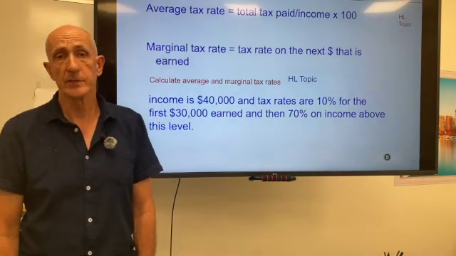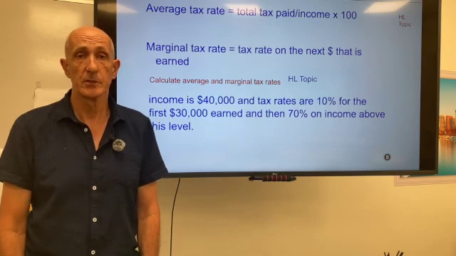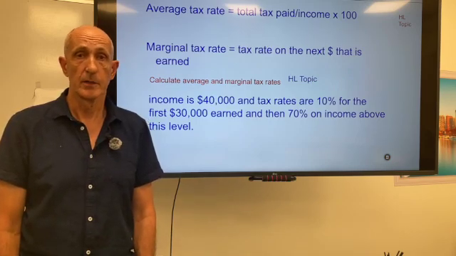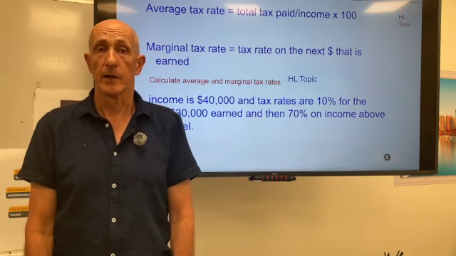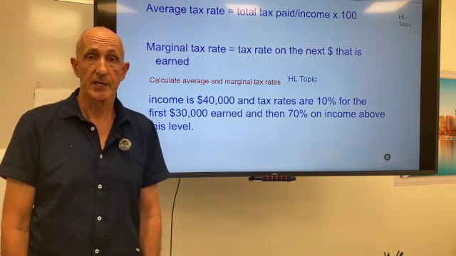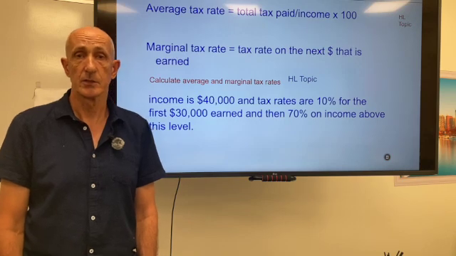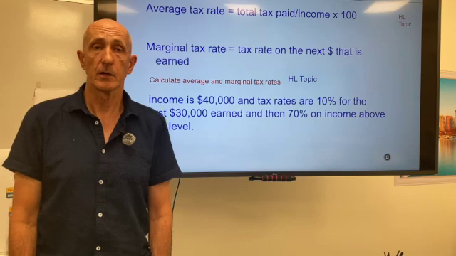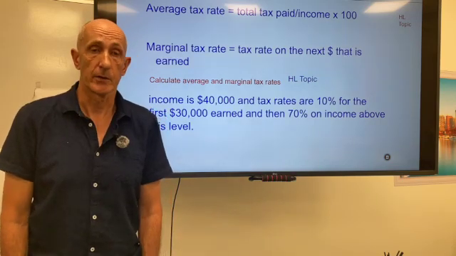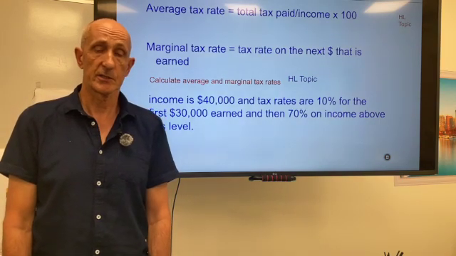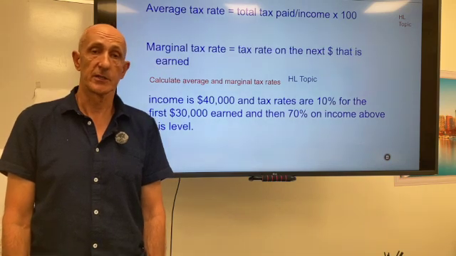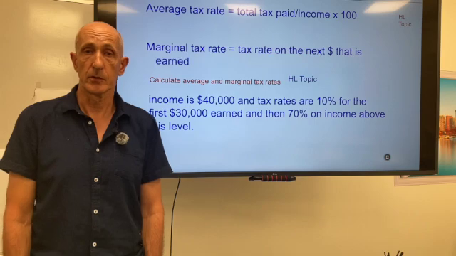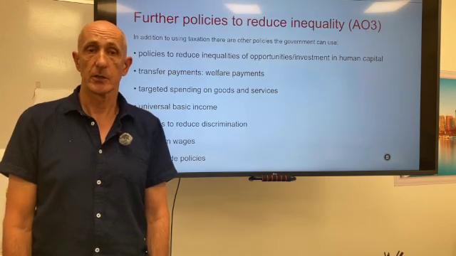At higher level, there are a couple of calculations that you need to be able to do. The average tax rate, which is the total tax paid divided by income, times 100, and the marginal tax rate, which is the tax rate on the next dollar that is earned. In paper 3 in particular, you might be asked questions about calculations on different tax rates. On the screen, there's a simple little exercise that you might want to try on your own, just to check those calculations.